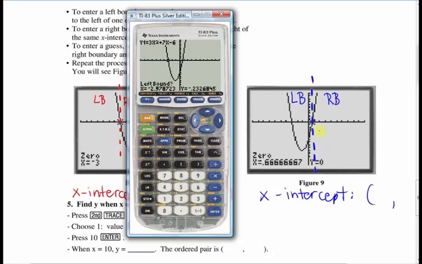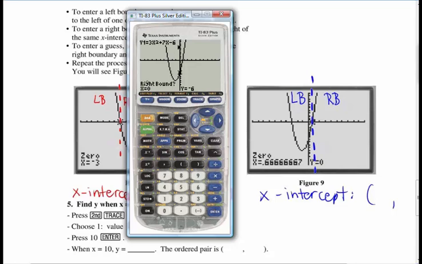This time we want to find the x-intercept, which is on the right, so we want to move our arrow to our cursor, to the right of our vertex. And we want to make sure that it stays below the x-axis, because left bound on this diagram is below the x-axis, and then we want to press enter.